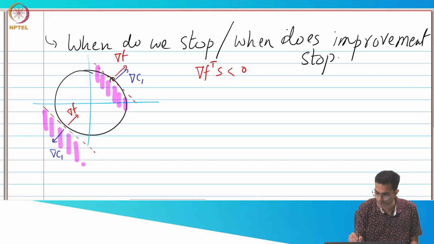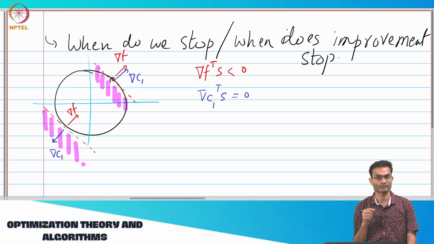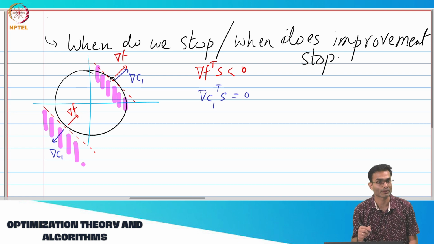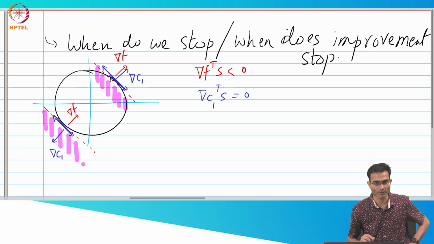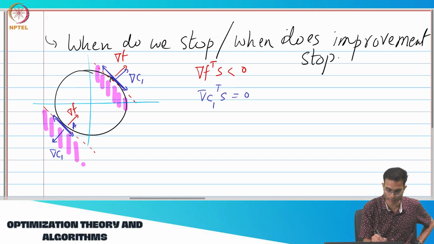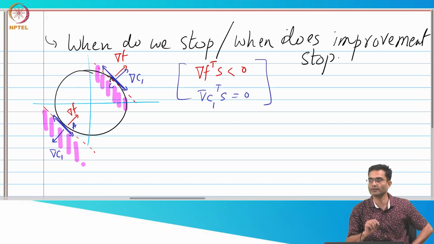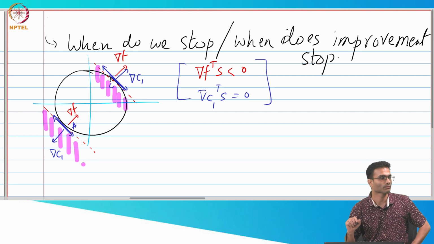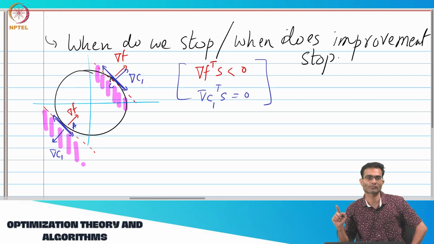And the second condition was grad C1 transpose S is equal to 0, which tells me I have to be on this line, right? Is it possible if I am at either of these two points? These points were points A and C, right? This was my point A, this was my point C. Are these two conditions being satisfied at either A or C? I hear a no. Anyone for a yes?